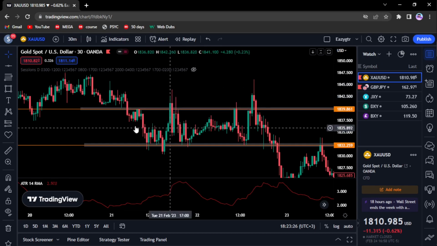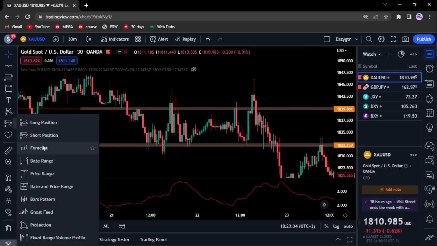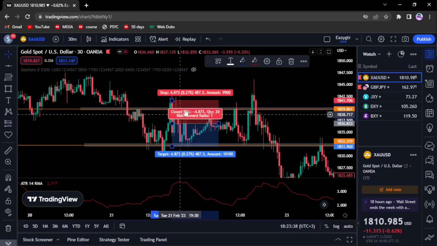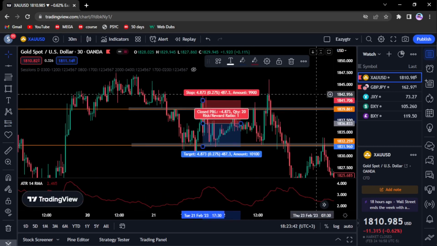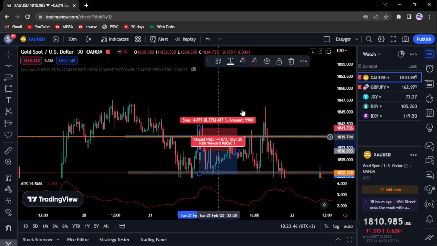For the people who have been to the channel and also new members, this is what we call a fake out. So here's how I would have taken the short trade, as it broke the low of the previous candle. Okay, so how do you place your stop loss?